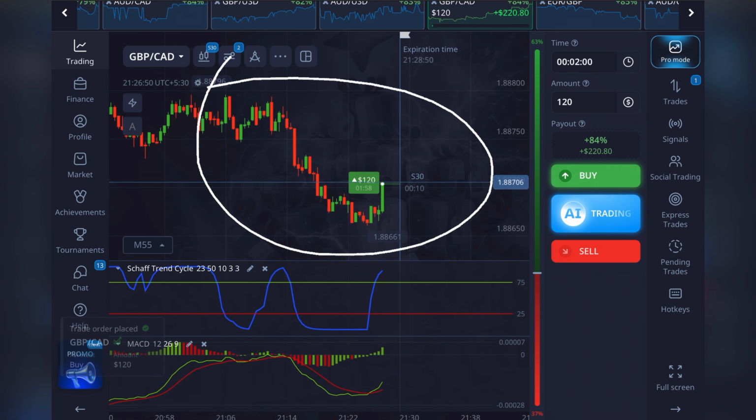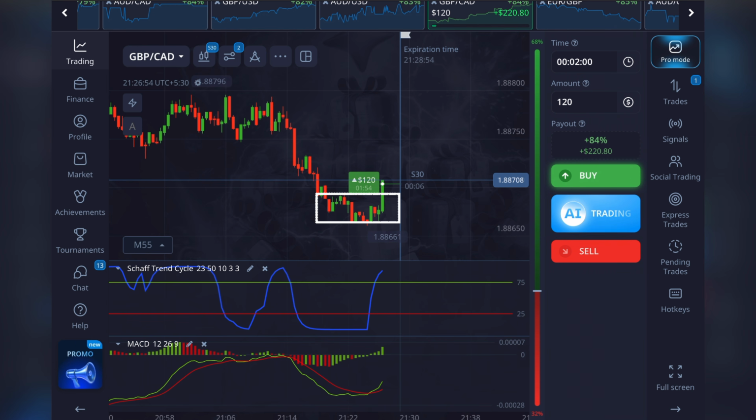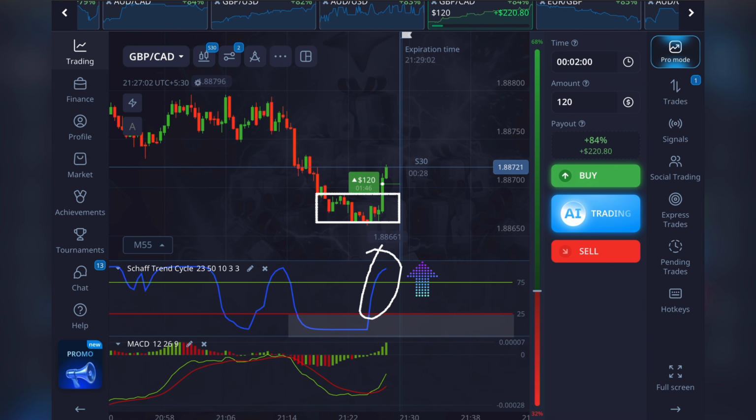For the second setup, I noticed that the previous bearish move was beginning to slow down near the recent low. The Schaff Trend Cycle turned sharply upward from below the 25 level and continued rising, suggesting a possible shift in short-term momentum. At the same time, the negative MACD histogram bars became smaller and started turning positive.